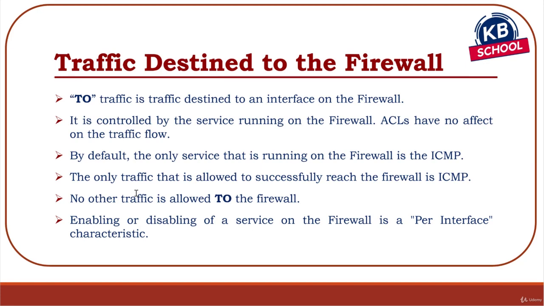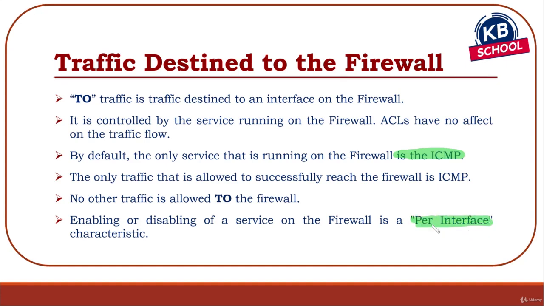By default, the only service that's enabled by default, as I said, is what? ICMP. Any other traffic, ping, telnet, SSH, HTTP, all those are services that you need to enable. And when you enable it, you need to enable it per interface. So if you want to enable SSH, for example, you need to specify that I want to enable SSH on this particular interface. By enabling SSH, it does not give you the capability of globally enabling SSH. It has to be done on a per interface basis.